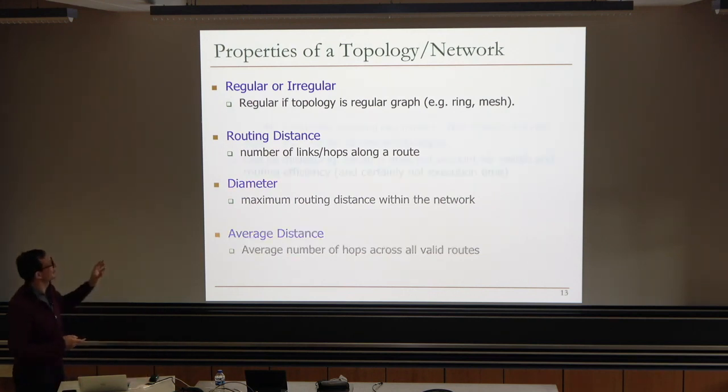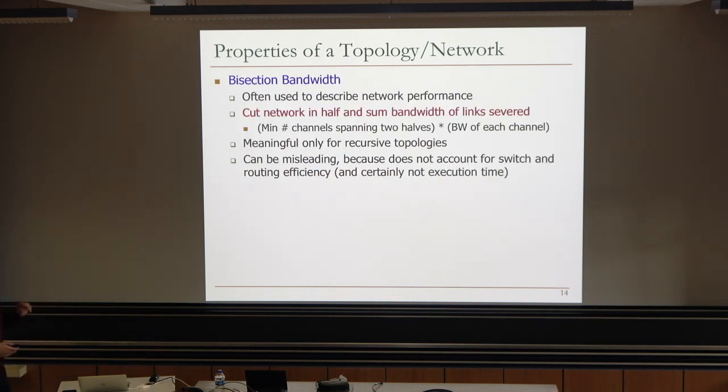Okay, another metric that is like that is bisection bandwidth. You may see this. I'm not going to go over this in detail because I don't like this metric that much, but you will see this in papers. It's often used to describe network performance, but basically what you do is you cut the network in half and sum the bandwidth of the links that you cut. Or you can think of this as the minimum number of channels spanning the two halves of the network times the bandwidth of each channel. And this is of course meaningful if the topology is recursive and somewhat regular.